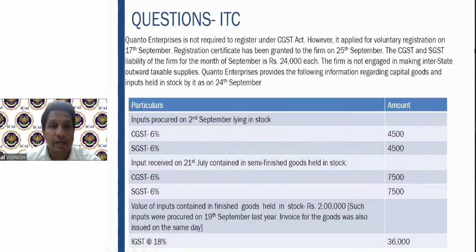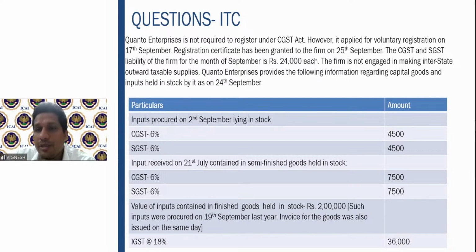However, it applied for voluntary registration on 17th September. Registration certificate has been granted to the firm on 25th September. The CGST and SGST liability for the month of September is 24,000 each. The firm is not engaged in making interstate outward taxable supplies. Quanto Enterprises provides the following information relating to capital goods and inputs held in stock. Now, this is a case where he is going for voluntary registration, and what is the input tax he can avail? This question is based on that.